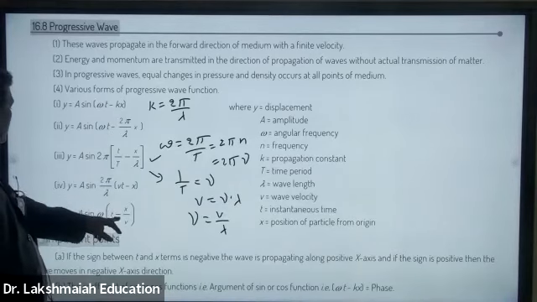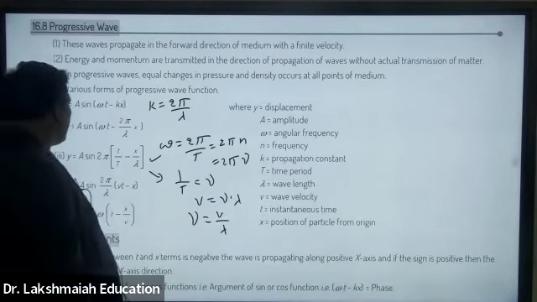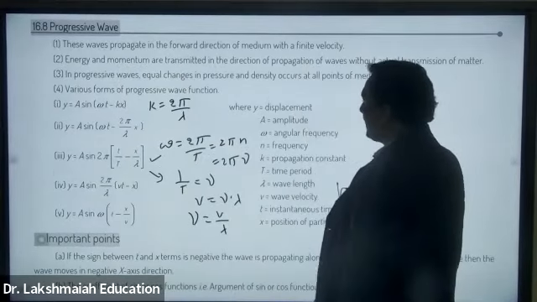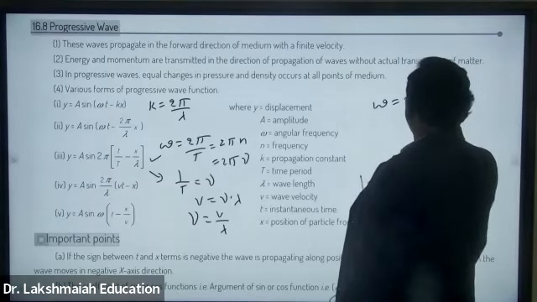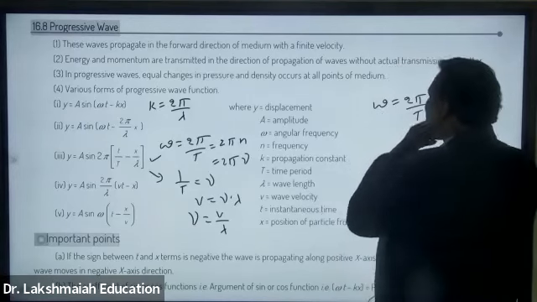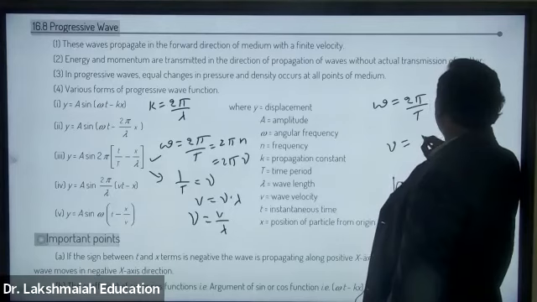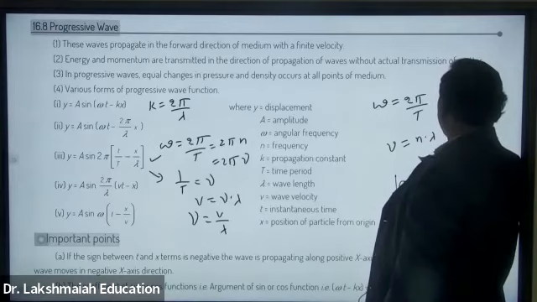How did you get this equation? Omega by V, how do you get it? Shall I explain? See, omega is equal to 2 pi by capital T. You write like this. And velocity V is equal to nu lambda, means V is equal to n lambda, n means frequency, that is lambda by T.